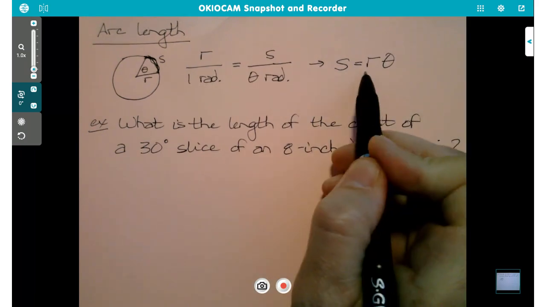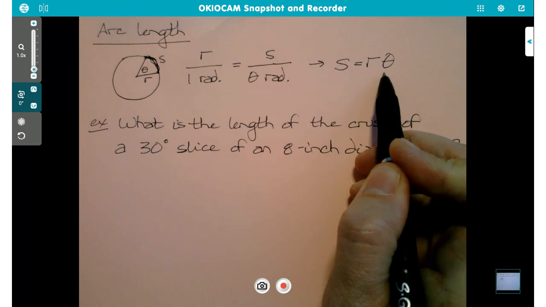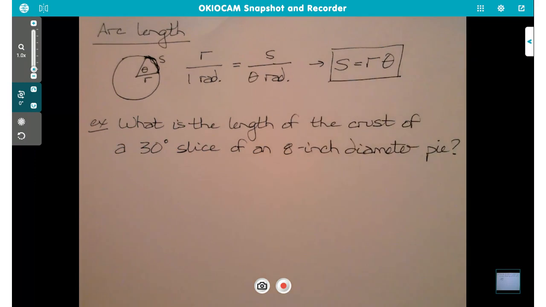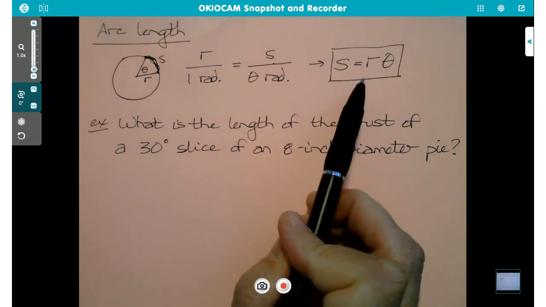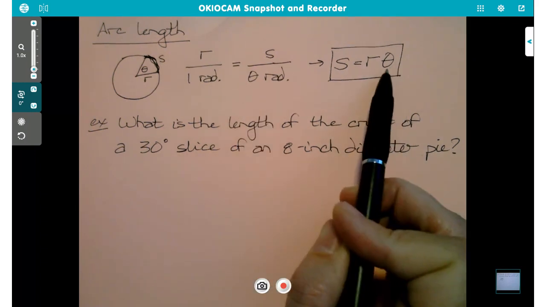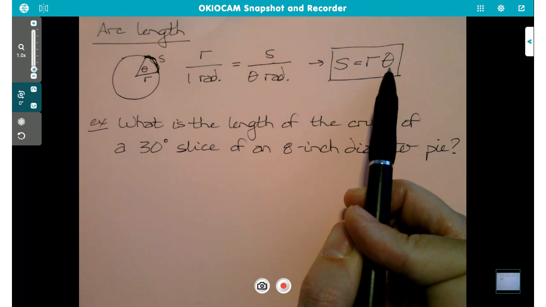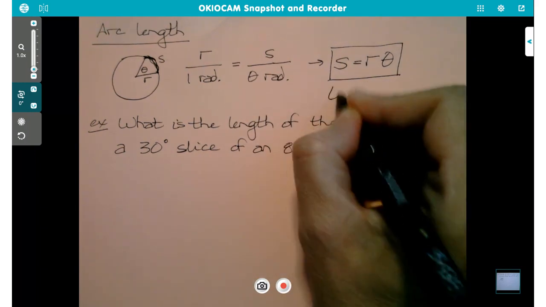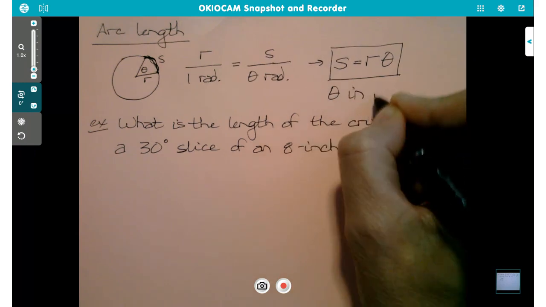And there's how we can calculate arc length. If we know the radius of the circle and the measure of the central angle, we can calculate the arc length. One really important feature right here, R is the radius. Theta is the angle in radians. If your angle is in degrees, change it to radians. Critically important.